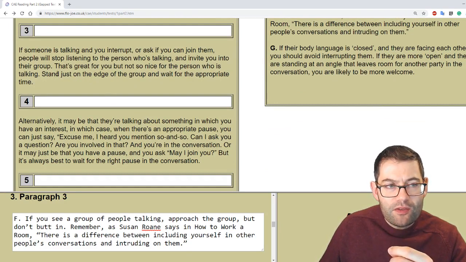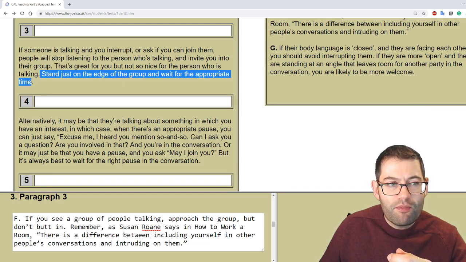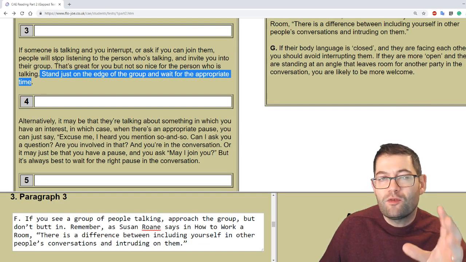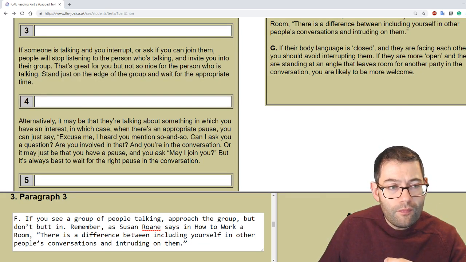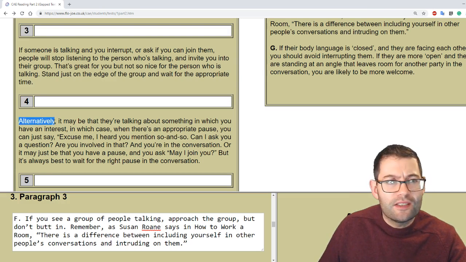If we have a look at the general idea, the context, it says stand on the edge of the group and wait for the appropriate time. So here it's talking about how to get involved in that conversation. And then here, interestingly, it says alternatively.